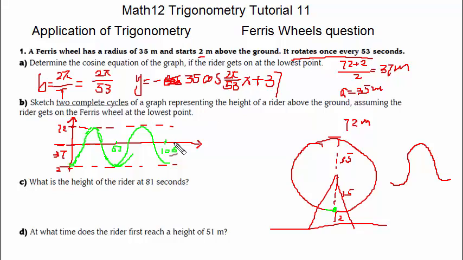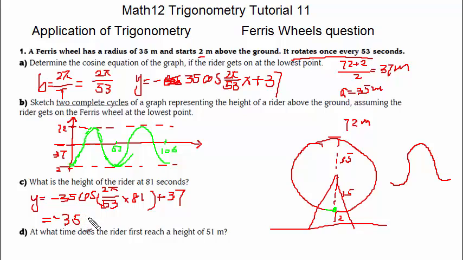So we just put in the 81 seconds as the x value there. So y is going to equal negative 35 cosine 2 pi over 53 times 81, plus 37. Okay, and then we can use calculators. Negative 35 cosine, this is 2 pi divided by 53 times 81, which is equal to 3.06, if I remember correctly.